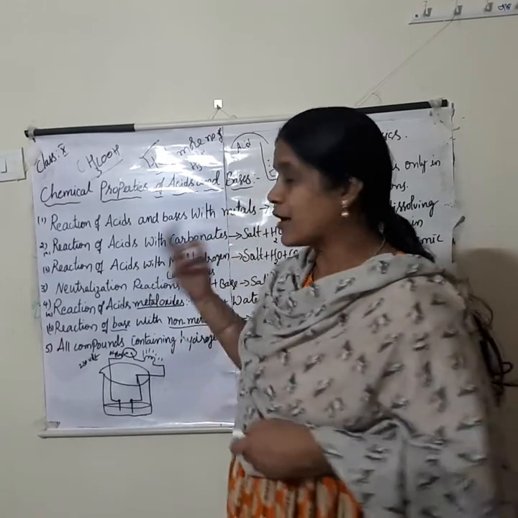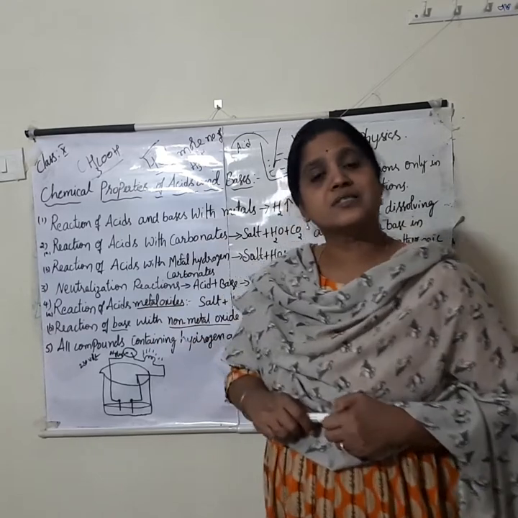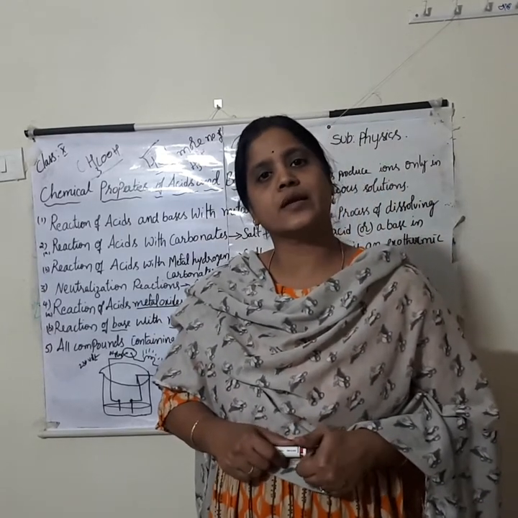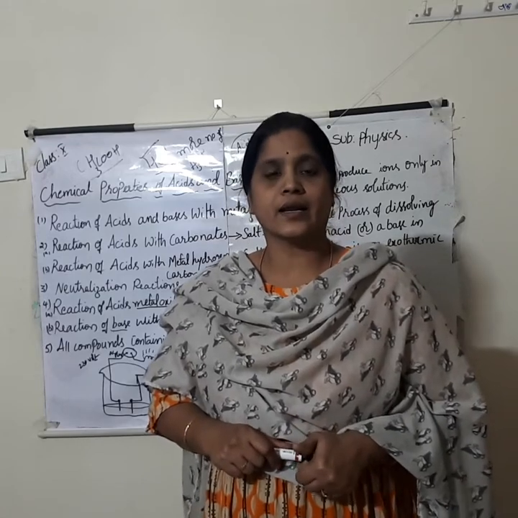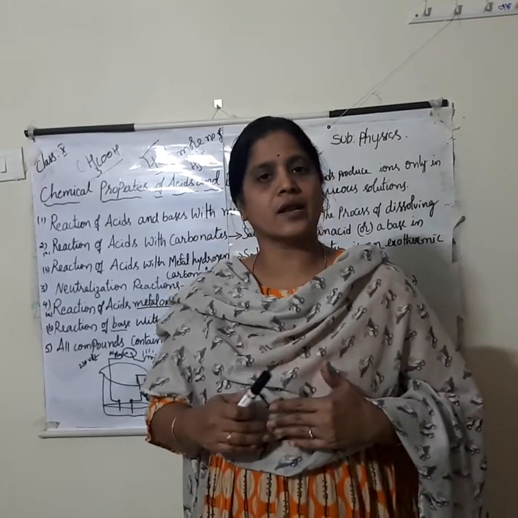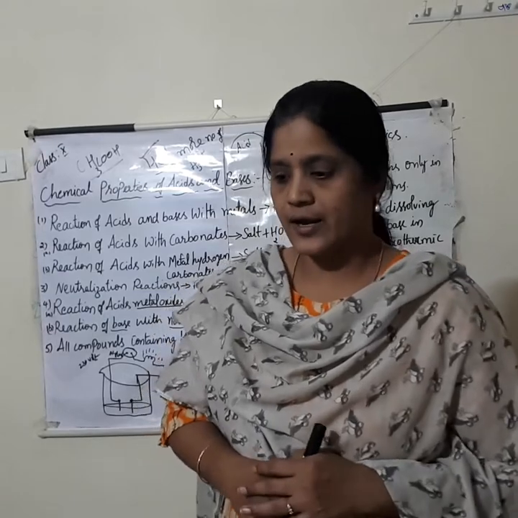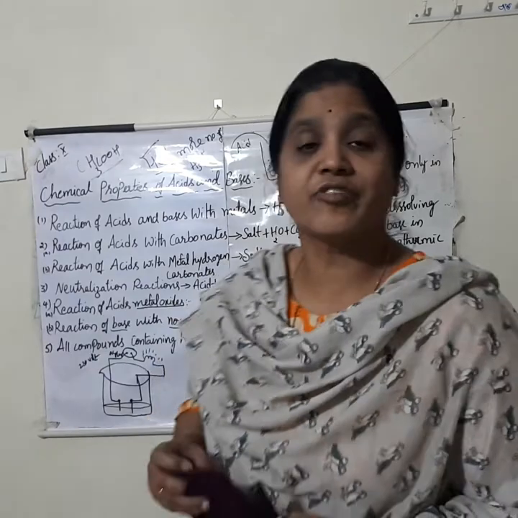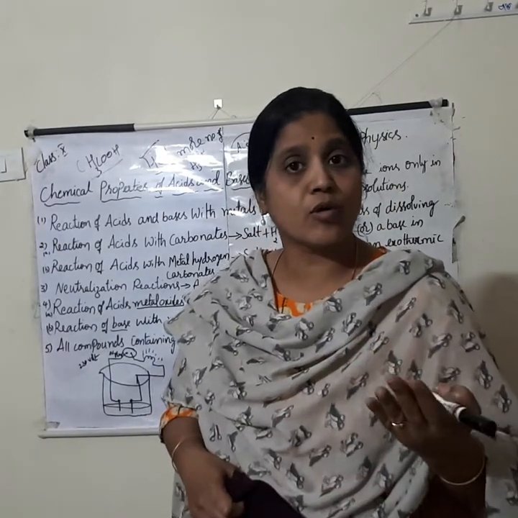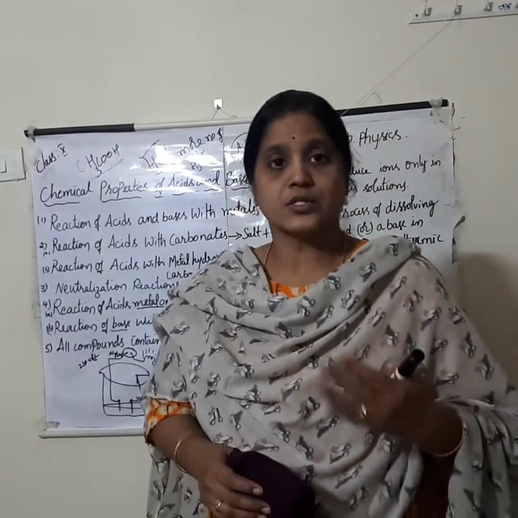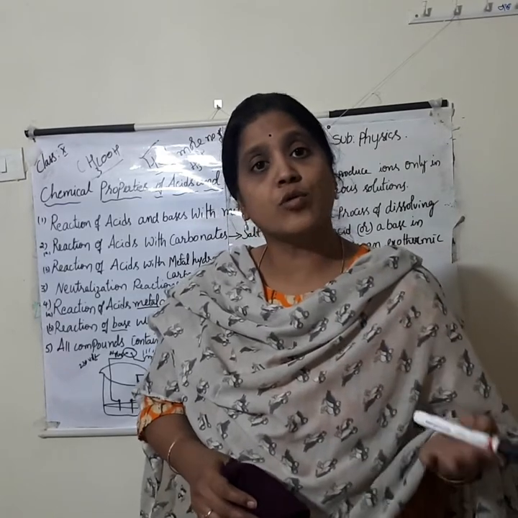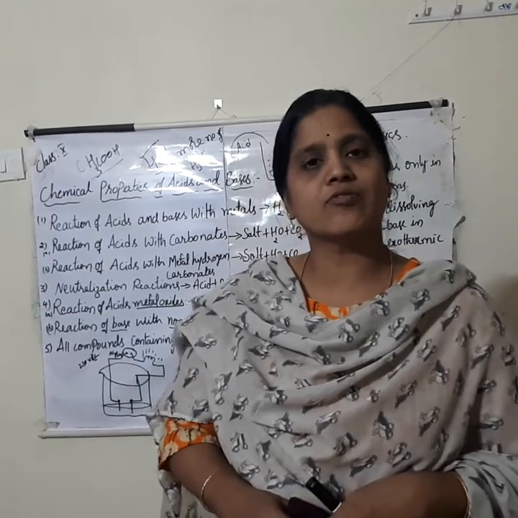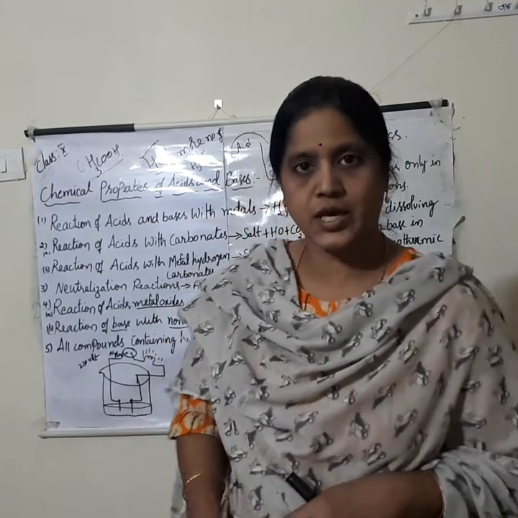To find out, we have to use the universal indicator. What is universal indicator? It is a mixture of several indicators. To find out whether the number of ions is more or less, we have to use a scale. That scale we call the pH scale.